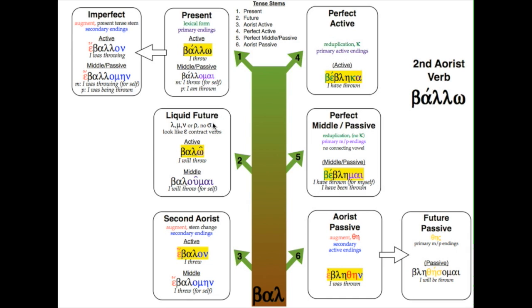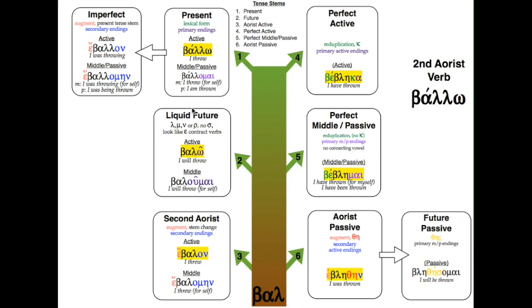Okay. Now the liquid future makes sense. It's a lambda. So when you have a lambda mu nu rho, you drop the sigma and you'll see that circumflex floating on the top there. Happens in the middle as well. In the second aorist here, well, we have ebalon. Now what happened here? We went from a double lambda to a single lambda, and so it's that simple. So we augment, we have the morphed stem of the verb, and we then use the secondary endings. But there's no sigma alpha, and you'll notice that it looks just like the imperfect, except there's only one lambda, right? Okay, so that's the second aorist.